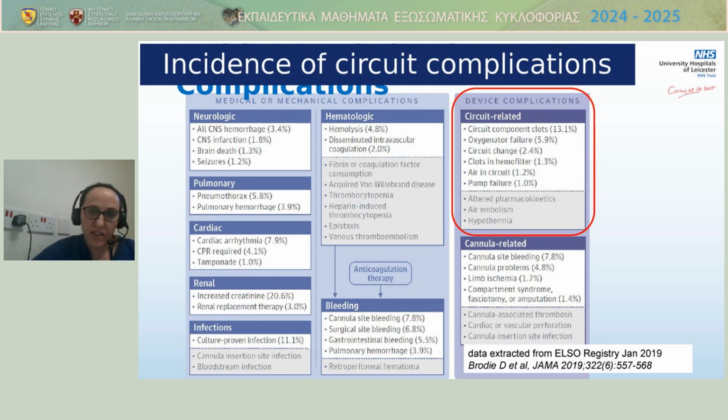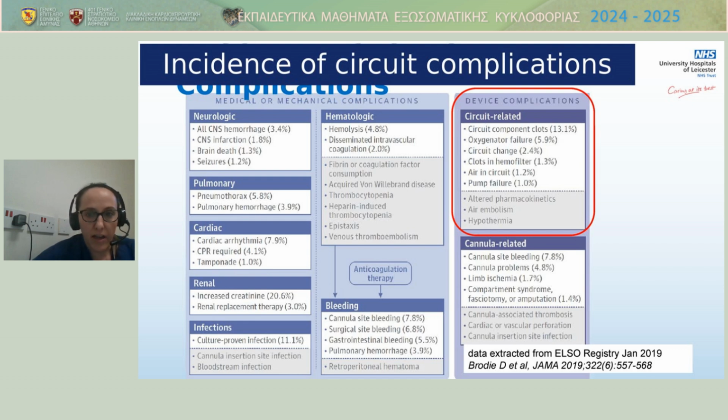So, the incidence of these events. Like I said, there are lots of data out there, but this paper from Brody et al., a little bit old, shows us that the number one circuit-related incident, which is probably no surprise, is circuit component clots. Normally this probably isn't a massive incident. It's just an irritation because our hemofilter might fail, or we can't give drugs down a stopcock, or we lose our pressure monitoring. However, the second largest circuit-related complication is oxygenator failure at 5.9%.